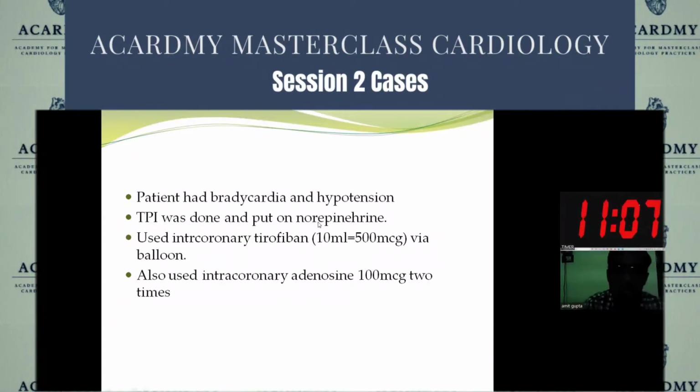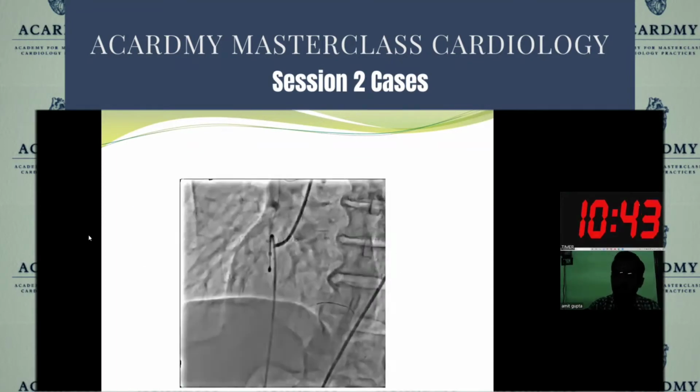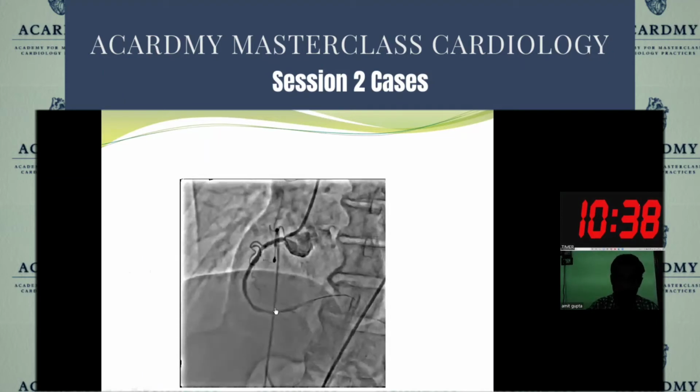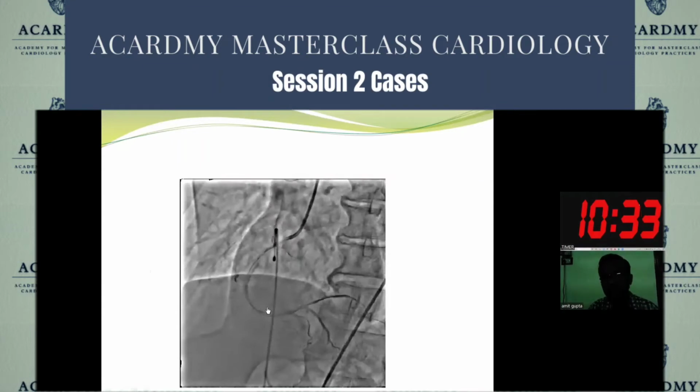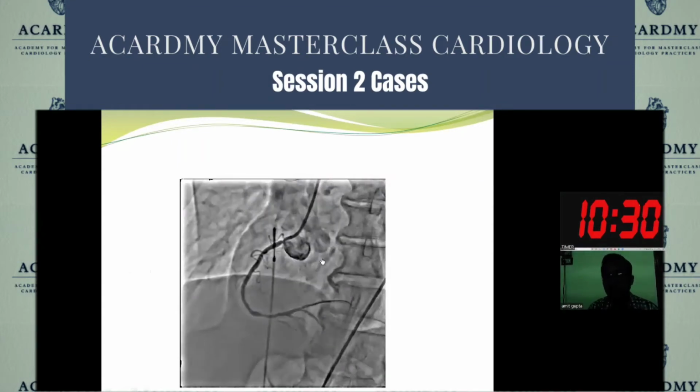After that, to restore the flow into the coronary RCA, we used intracoronary tirofiban, around 500 microgram, via a balloon. We first ruptured the balloon with a needle, and then we deployed the balloon into the coronary artery, and through the balloon we gave the tirofiban. We also used adenosine 100 microgram two times to resume the flow into the coronary artery. So this is the flow that we got after giving medication into the coronary artery, which seems to be fine.